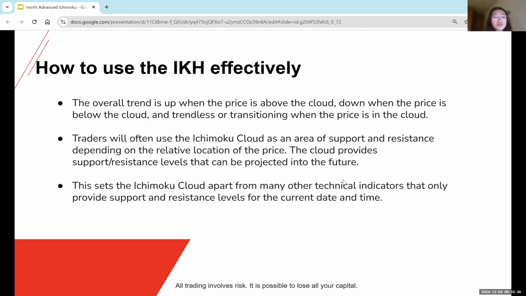So the most effective way to use the Ichimoku indicator is to check the overall trend of price. So the overall trend is up when price is above the cloud, and it's down when the price is below the cloud. Trendless or transitioning when the price is within the cloud. So traders will often use the Ichimoku Cloud as an area of support and resistance, depending on the relative location of the price. The cloud provides support and resistance levels that can be projected into the future. This sets the Ichimoku cloud apart from many other technical indicators that only provide support and resistance levels for the current date and time.